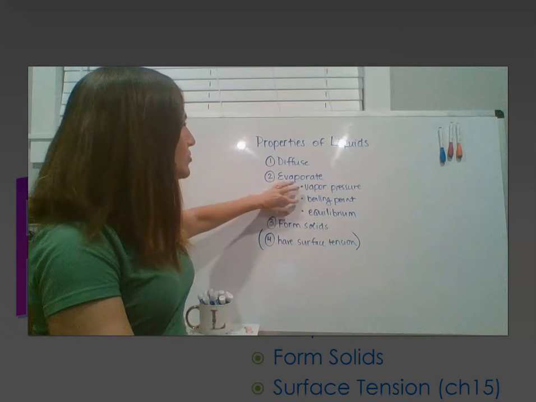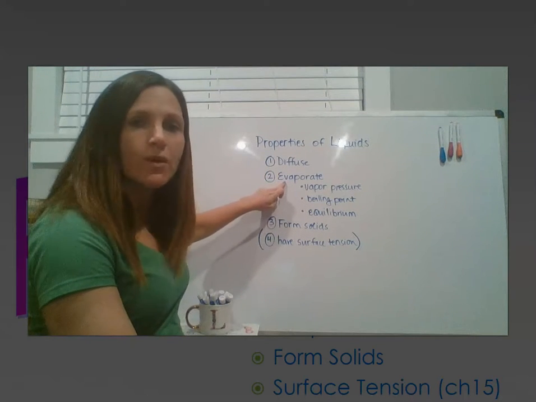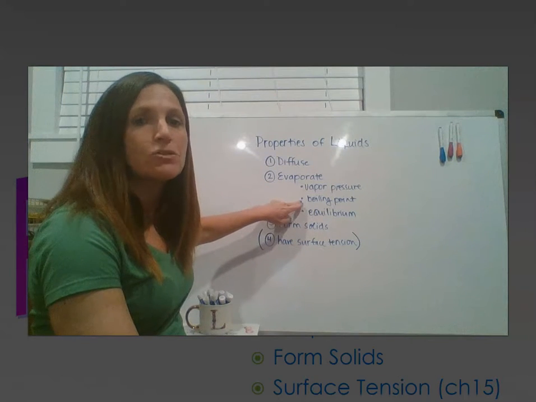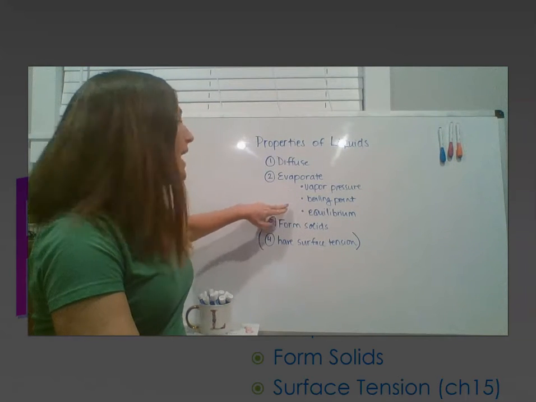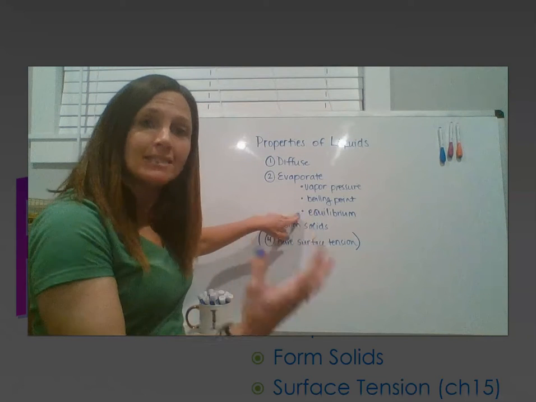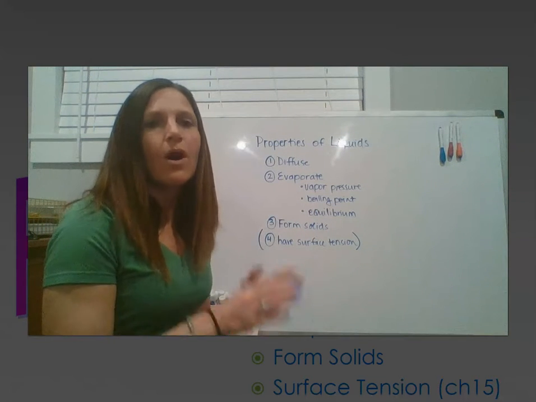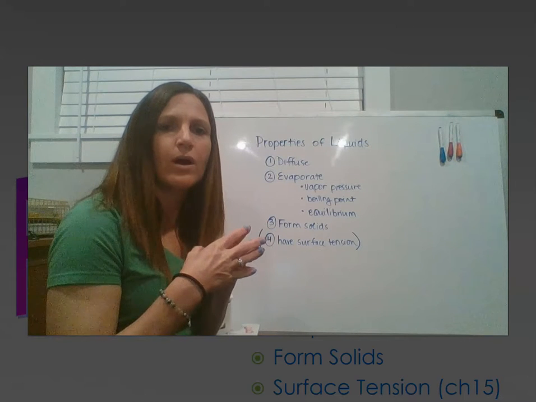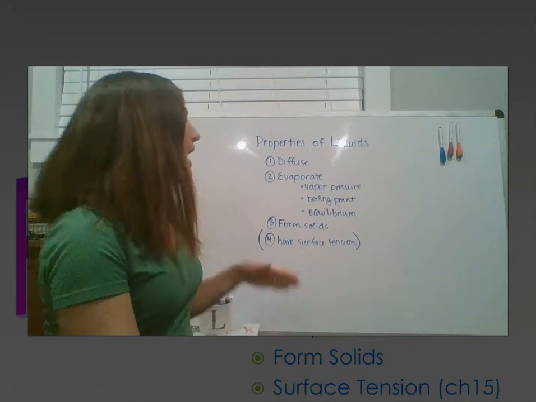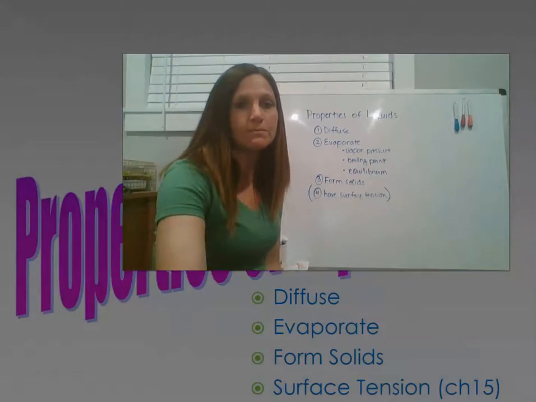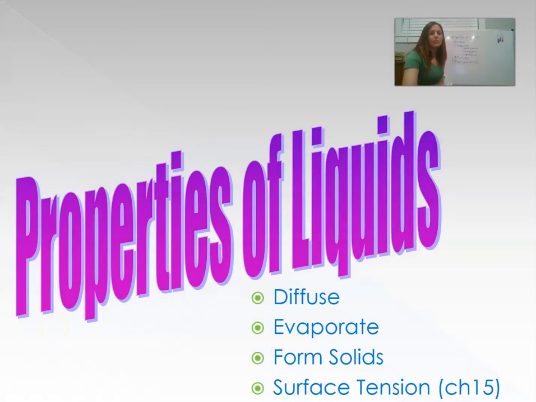But all of these terms, vapor pressure is a consequence of evaporation. Boiling point is a special case of evaporation, and equilibrium is a condition in evaporation that we need to consider. So all of those fall under that one concept of evaporation. And then we'll talk really briefly about how liquids can form solids. So we will start with the property of liquids that they can diffuse.